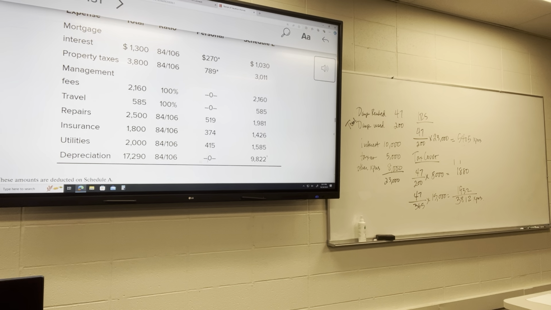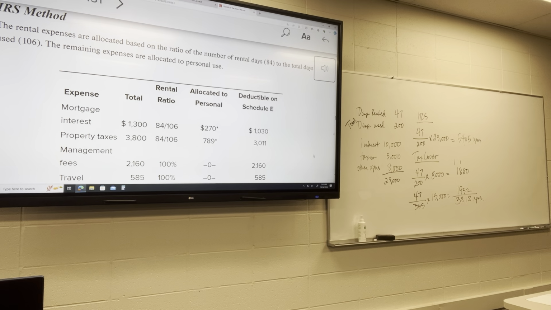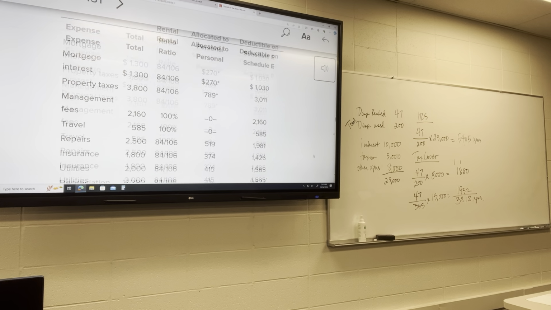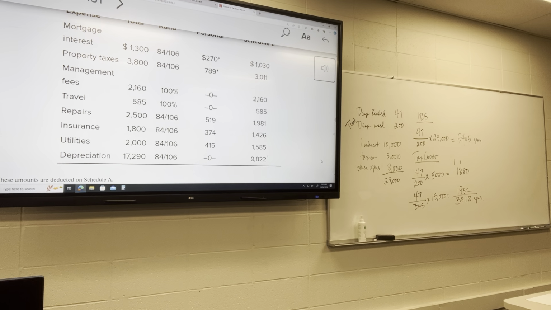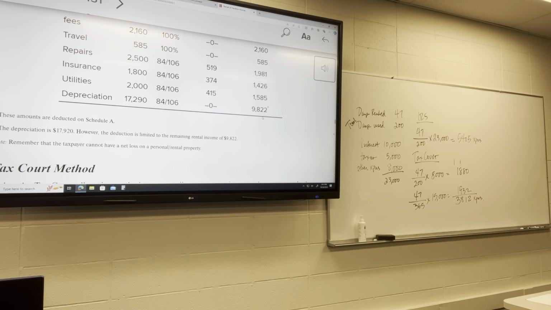They didn't allocate it here because the depreciation would be included last. So if it's personal/rental, you're not gonna get to go below 0, and so their depreciation did not apply. As I said here, the depreciation 79, however, the deduction is limited due to the remaining rental income. So that's why it's saying that.